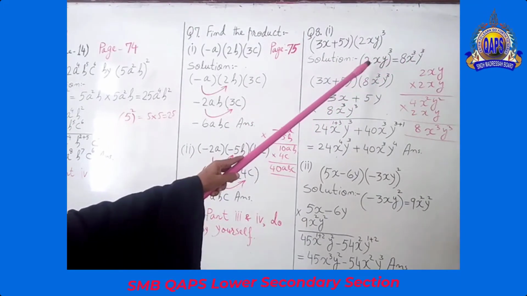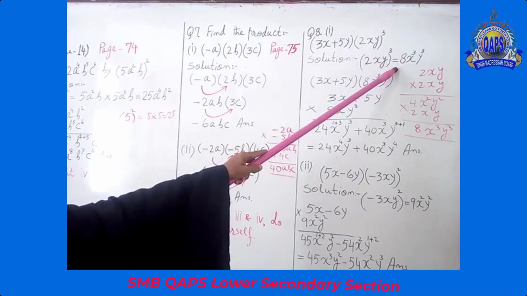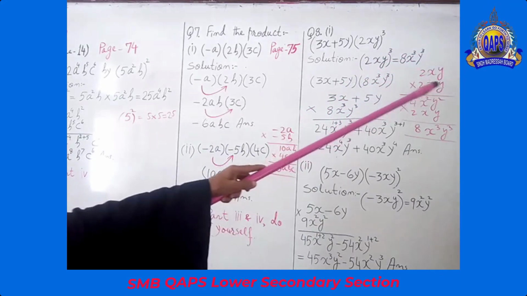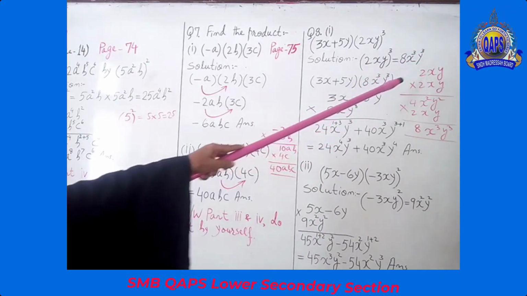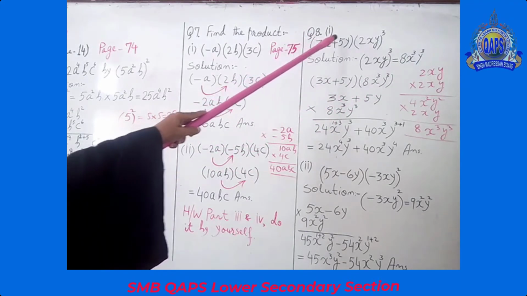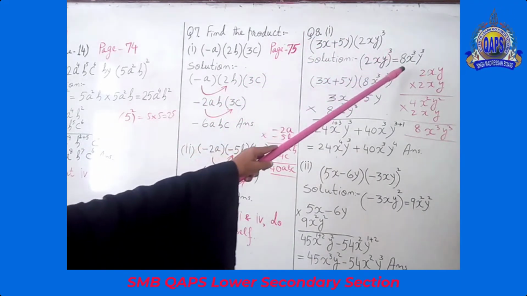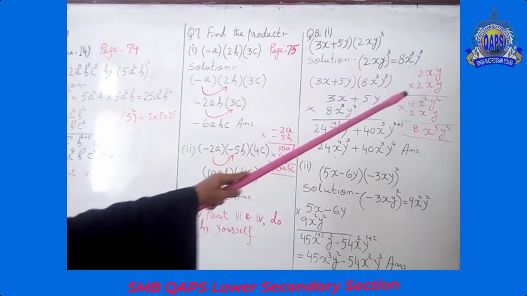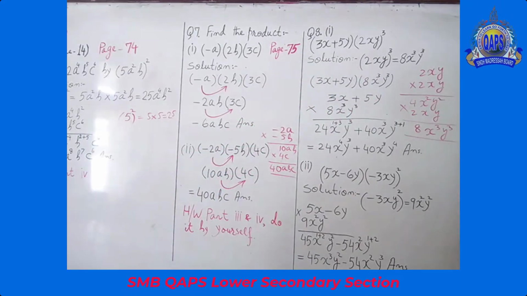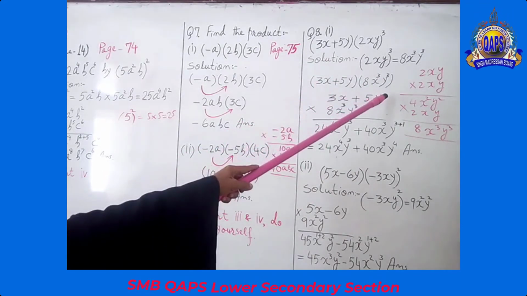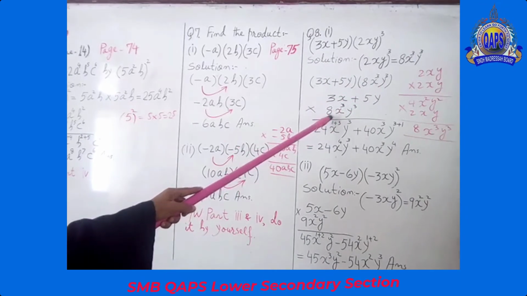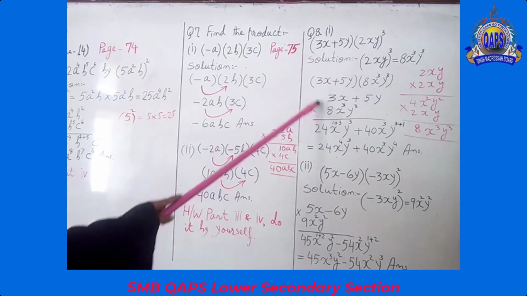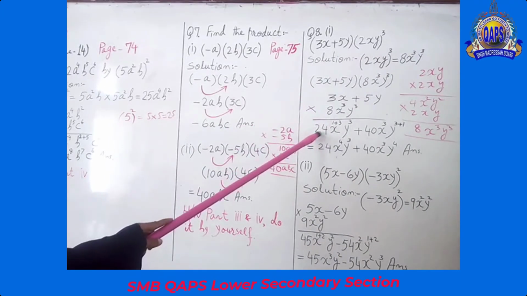So, 2xy whole cube is equal to 8x3y3. Answer is over here. Now you will have to multiply 3x plus 5y with 8x3y3. Okay, this thing over here. Understand what I am saying? Multiply now. Write 3x plus 5y, write this thing over here. 8x3y3. Start multiplication. 8 3s are 24.